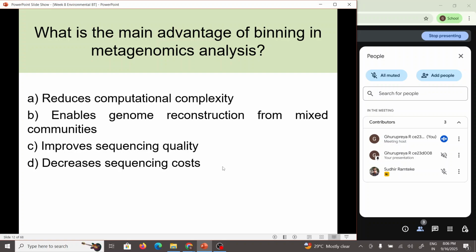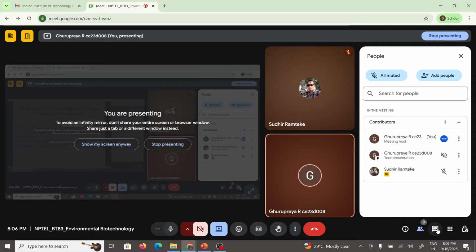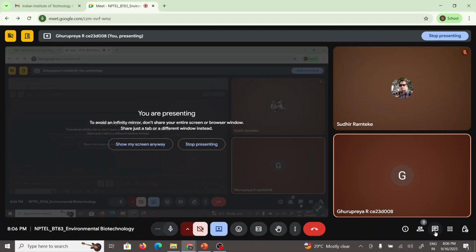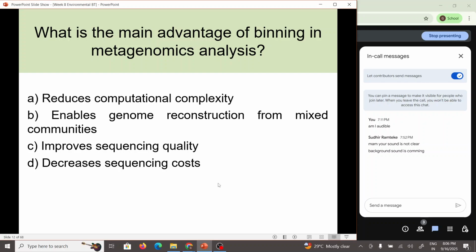So what is the main advantage of binning in metagenomic analysis? The options are, first of all, does it reduce the computational complexity, or it enables genome reconstruction from mixed communities, or it improves sequencing quality, or it decreases sequencing cost. So the answer is that because of binning we can achieve genome reconstruction from mixed communities. So it is just a sorting or grouping step, so it allows the efficient genome reconstruction from mixed communities.